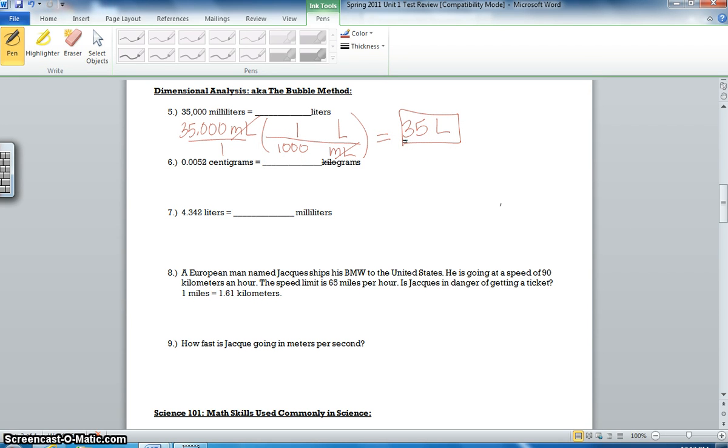So there's my answer. Okay, for number 6, I'd like you guys to get rid of the kilo there. We're just going to do grams. And so we're going to go 0.0052 centigrams over to grams. So grams is what I want, it goes up there. Centigrams is what I don't want, so that's going to go down there. And so there is 100, remember 100, kind of like there's 100 centimeters in a meter, there's 100 centigrams in a gram. Okay, so I'm going to cancel those.